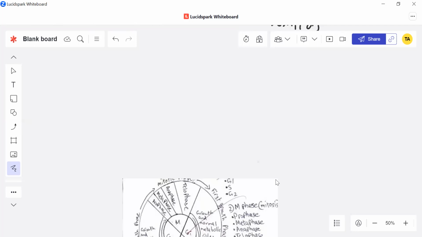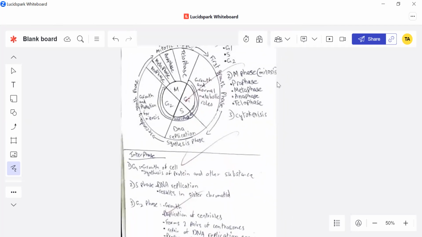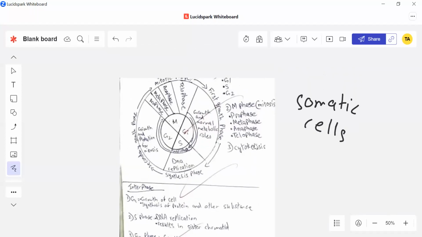So let's get to mitosis now. Mitosis has four stages. And in total, the cell division of a somatic cell has four stages as well. So let's get to the stages. This part right here is one stage. This is another stage, this is another stage, and this is another stage.